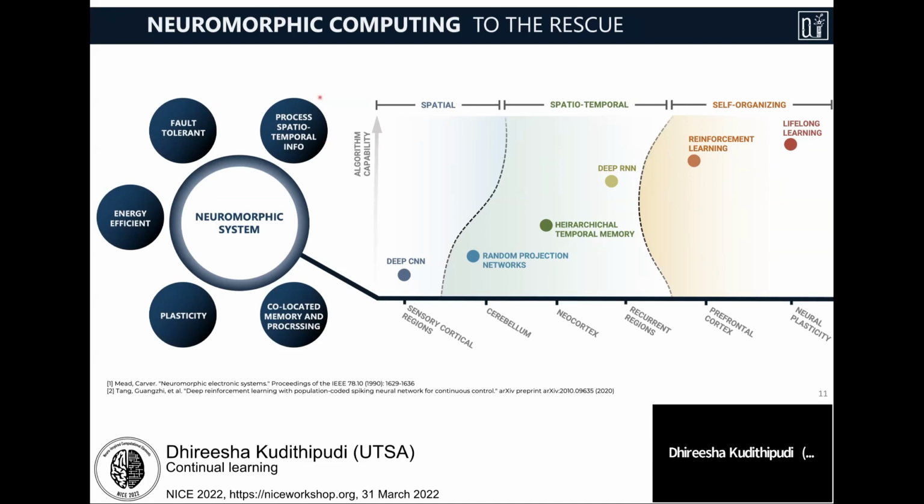And on the right here, I show some example models that our research group has explored, models that are inspired by different biological regions that are shown on the x-axis, and the capabilities of the algorithms and their ability to solve either spatial or spatiotemporal or self-organizing models. So the one we are going to focus on is the rightmost here, on neural plasticity and how that supports lifelong learning.